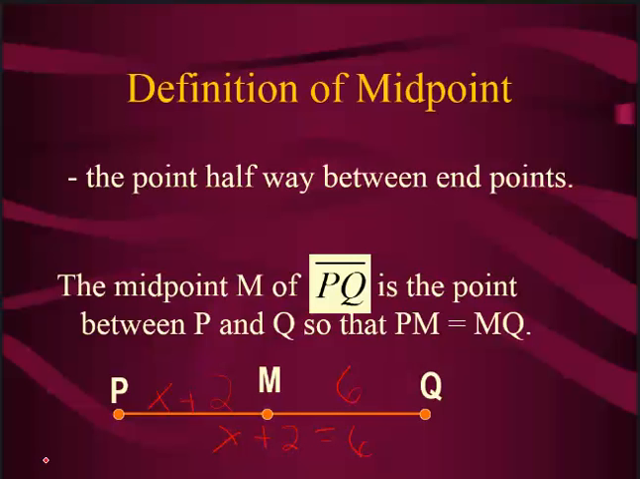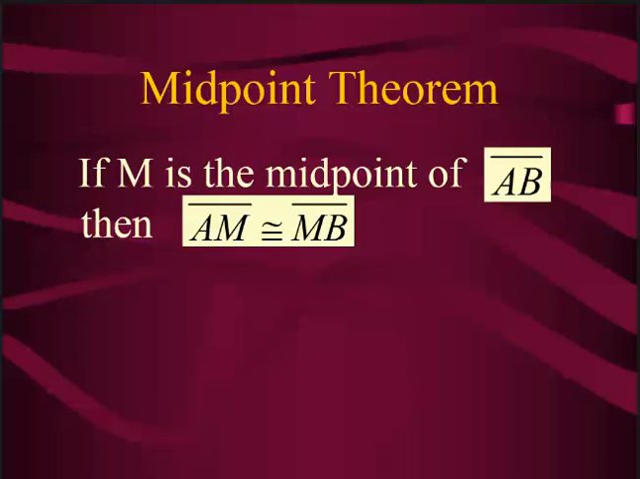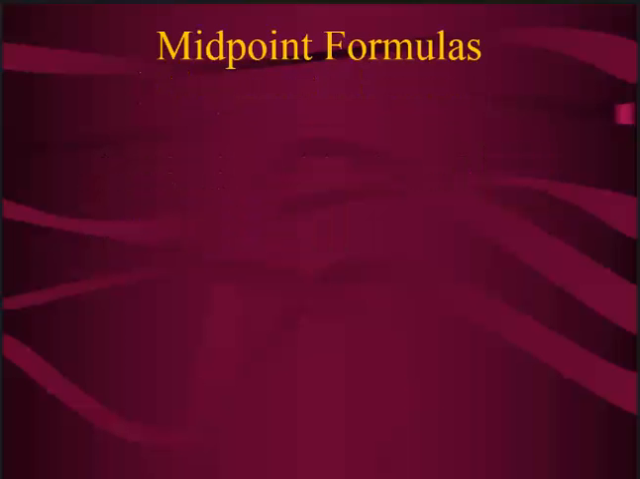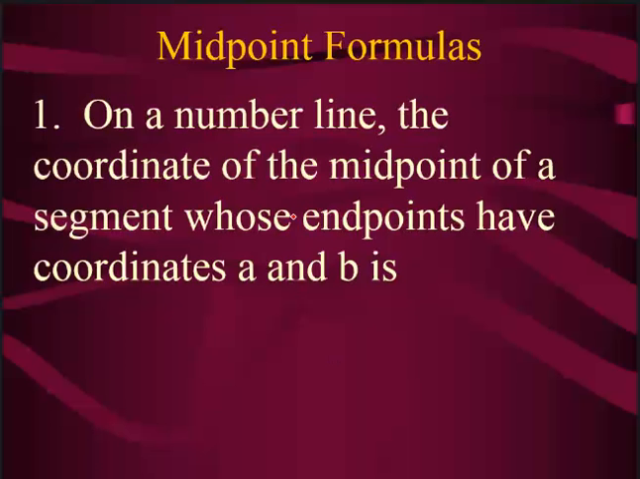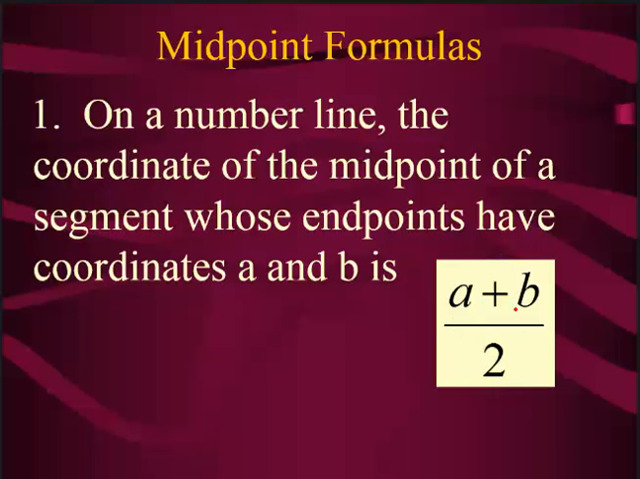Okay? But how do we figure out where the midpoint is in a line segment? We have another formula. On a number line, the coordinate of the midpoint of a segment with endpoint coordinates A and B, you're just averaging. You're going to add them up and divide by 2. Because there's two numbers, you add up the endpoints and divide by 2. Okay, and I could put any numbers in here.